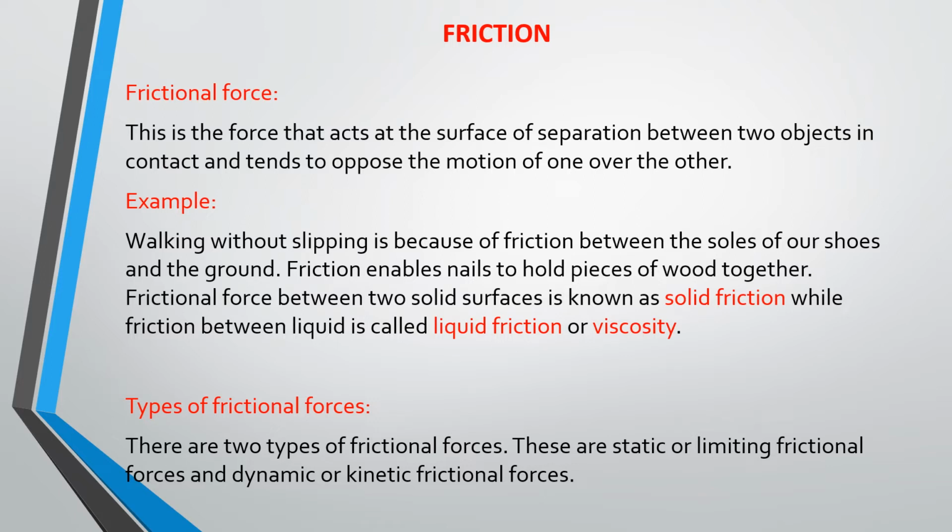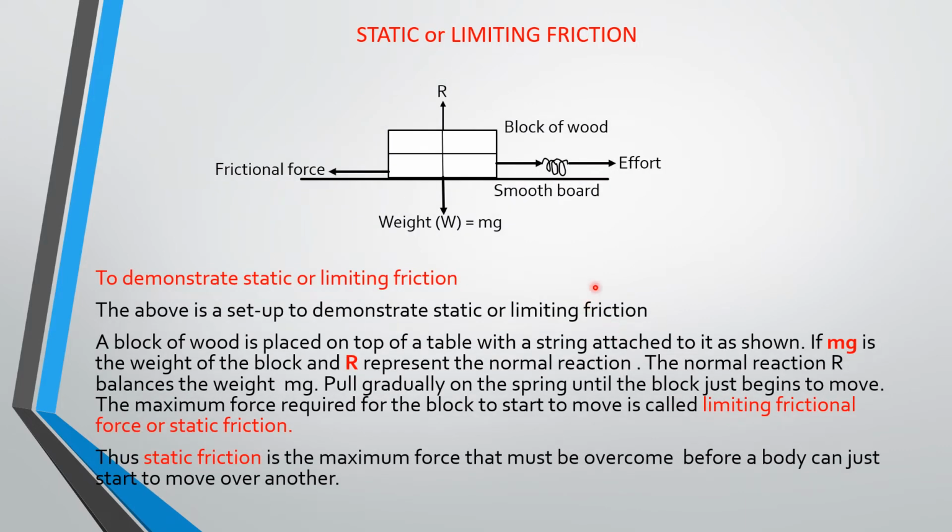So what is static or limiting frictional force? To demonstrate static or limiting frictional force, we can have this simple arrangement. This is a block of wood, and this is a spring that is tied to the block of wood. The block of wood is on a table. This arrow is a force that will try to pull the block of wood. Then this is an opposing force, a frictional force, acting opposite to the force that we are trying to pull the block of wood with.